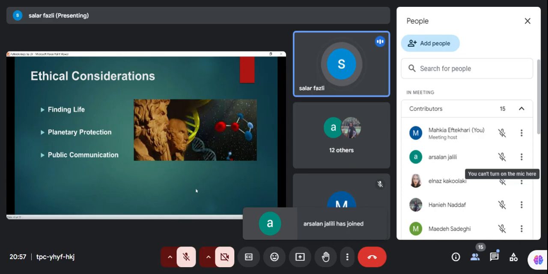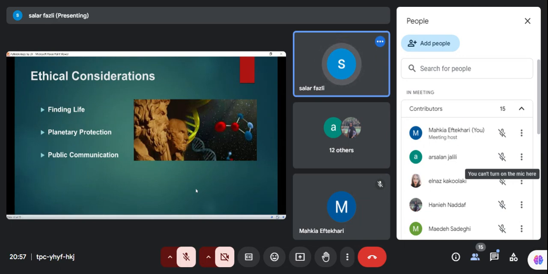And about planetary protection, the goal is to avoid contaminating other worlds with Earth microbes. We must adhere to strict planetary protection protocols. This involves sterilizing spacecraft and carefully planning missions to minimize the risk of contamination.